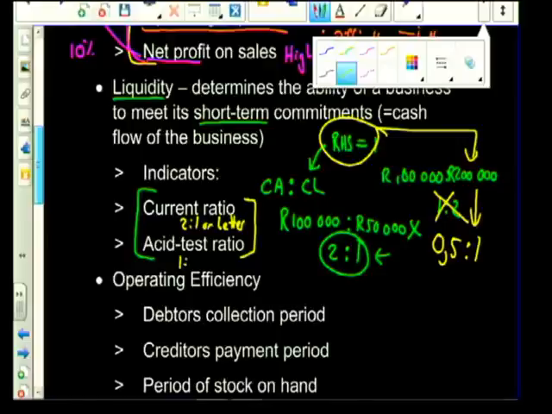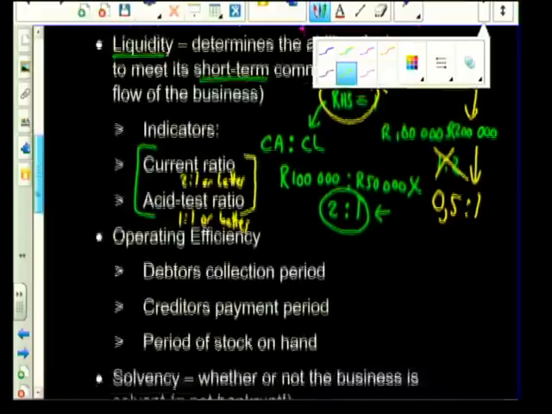But please be aware that some businesses might not consider it to be 2 to 1. They might be happy with a lower current ratio. It depends on what type of stock they sell. It depends on how easily they're able to get financing. But a general rule of thumb is that we want the current ratio to be 2 to 1 or better, and the acid test ratio to be 1 to 1 or better. If you're not sure about this, go back over your grade 10 work so that you understand the difference between the current ratio and the acid test ratio.